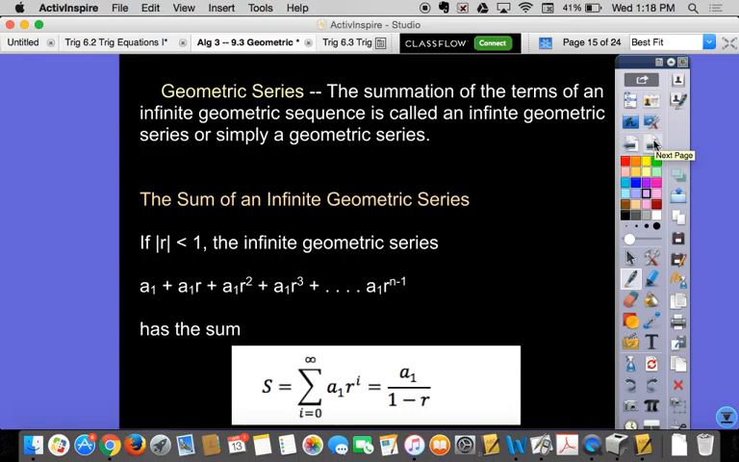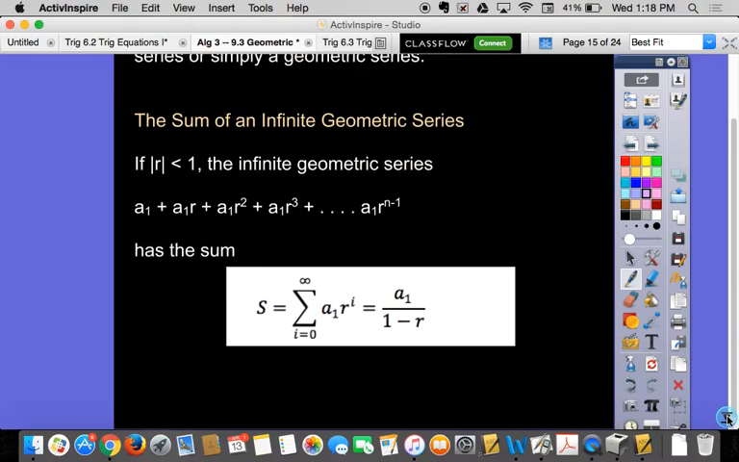Now, then you're going to swap gears, and this is the formula that you're going to use. I'm going to bump it up for just a second. This is for an infinite geometric series. Well, infinite means it never ends.